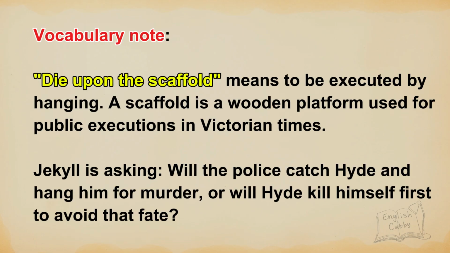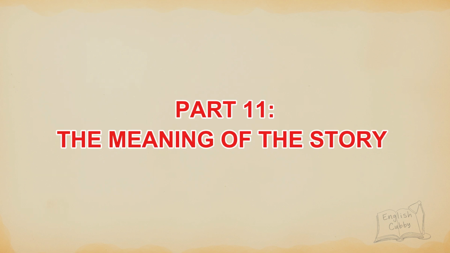Vocabulary note: die upon the scaffold means to be executed by hanging. A scaffold is a wooden platform used for public executions in Victorian times. Jekyll is asking, will the police catch Hyde and hang him for murder, or will Hyde kill himself first to avoid that fate?